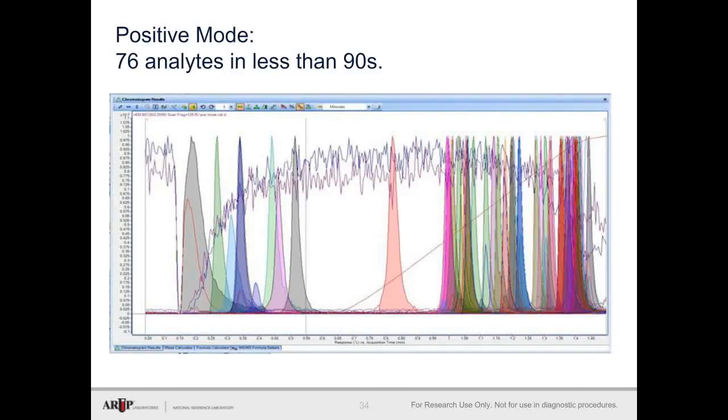Sample prep is dilute and shoot. This is 76 compounds in positive mode in less than 90 seconds. A short column, high temperature, and fast flow rate are used. I don't want to give away too many details, though, because I haven't published this method yet, so this is just a preview. This contains all of the typical drugs of abuse like amphetamines, cocaine, opiates, benzodiazepines, and PCP, as well as nicotine and its metabolites, and some tricyclic antidepressants.